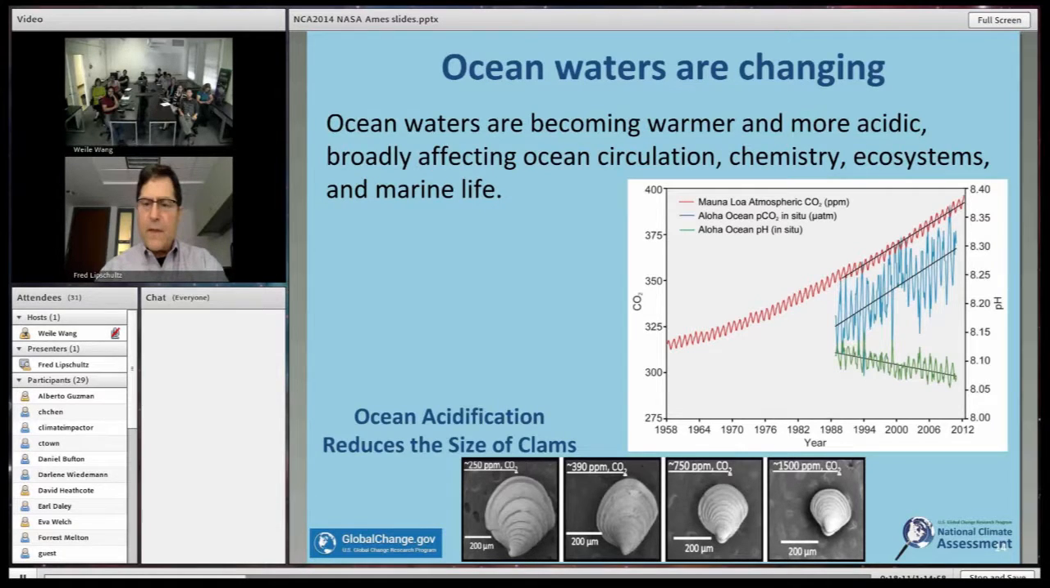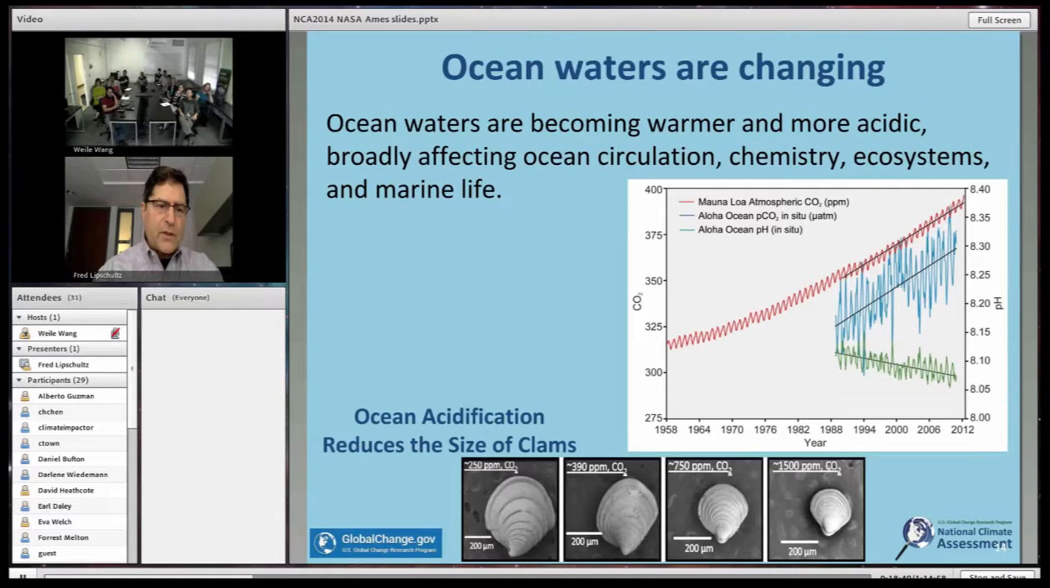acidic. You can see in the graph, the red line represents the amount of CO2 in the atmosphere as has been increasing, and these are direct measurements. The blue line is the amount of CO2 that's being directly measured in the water off of Hawaii, and the green line shows how the acidity of the water, the same place off of Hawaii, has been decreasing. So the oceans are acidifying, and that process will continue as long as the atmosphere has as much CO2 in it as it does today.